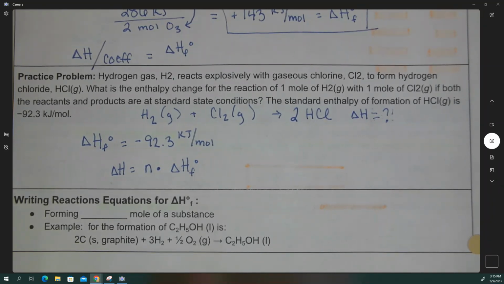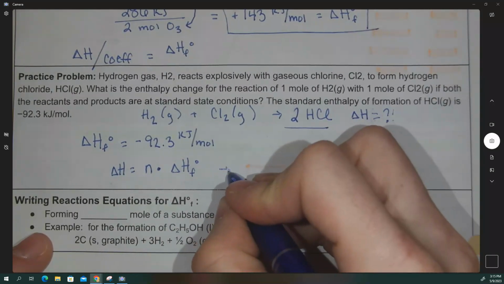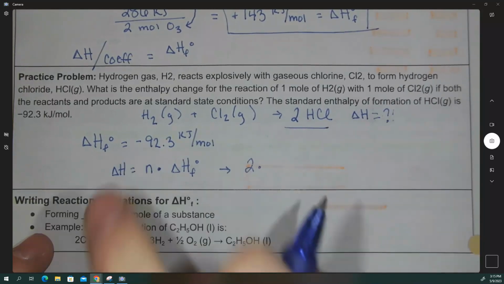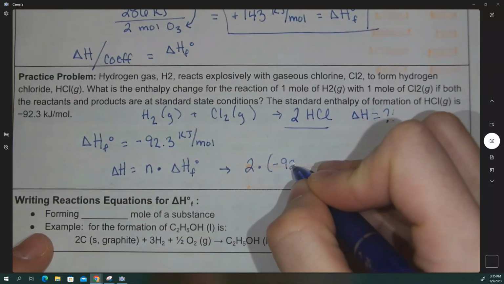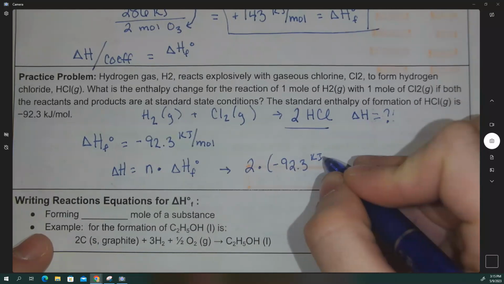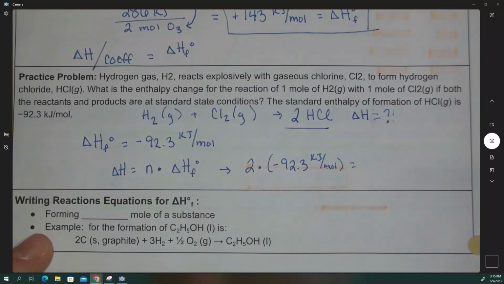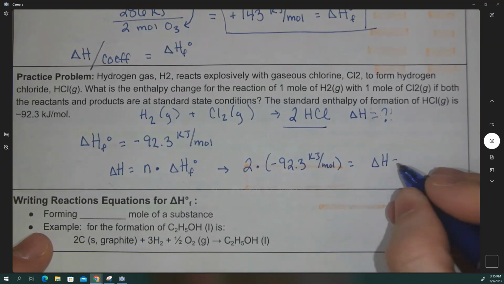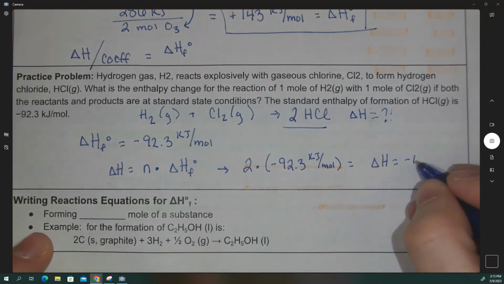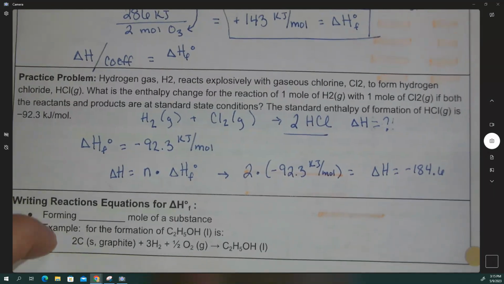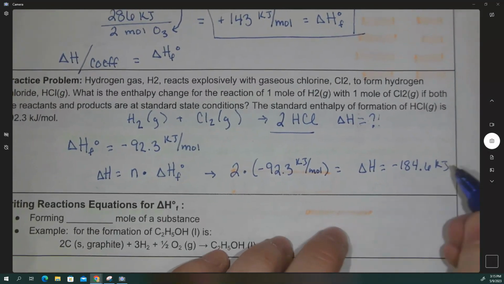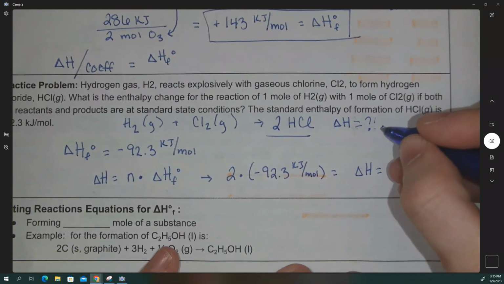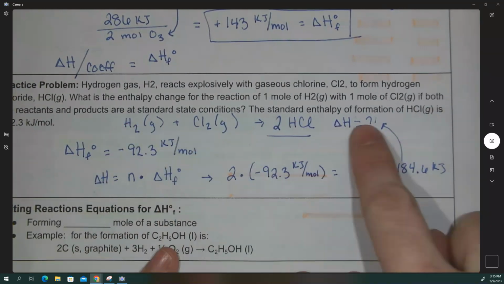Okay, so now that you've had a chance to try this, we're going to take our moles of HCl, which is 2, and multiply times our enthalpy of formation, which is negative 92.3 kilojoules per mole. This ends up giving us our enthalpy of our reaction being negative 184.6 kilojoules. So we would add that up here to write our thermochemical equation.